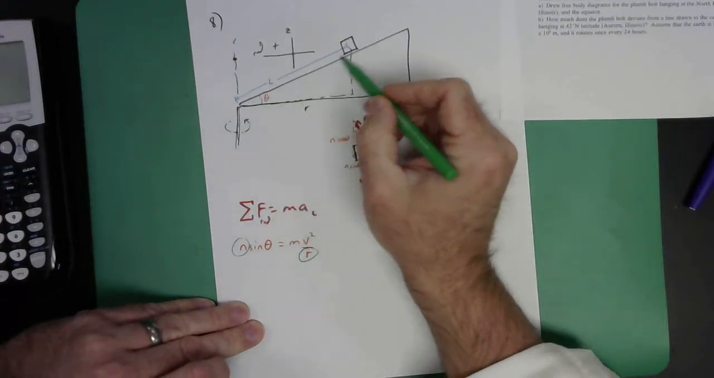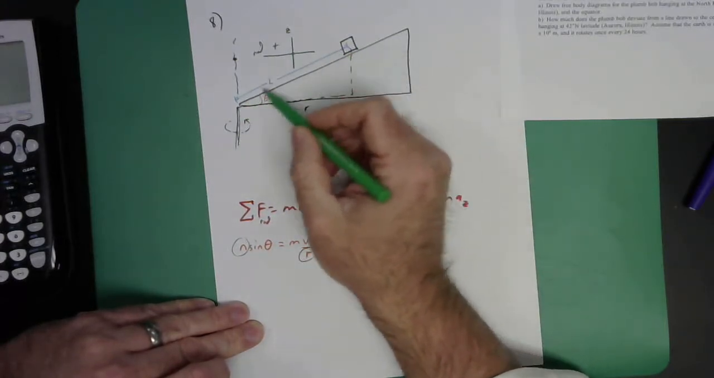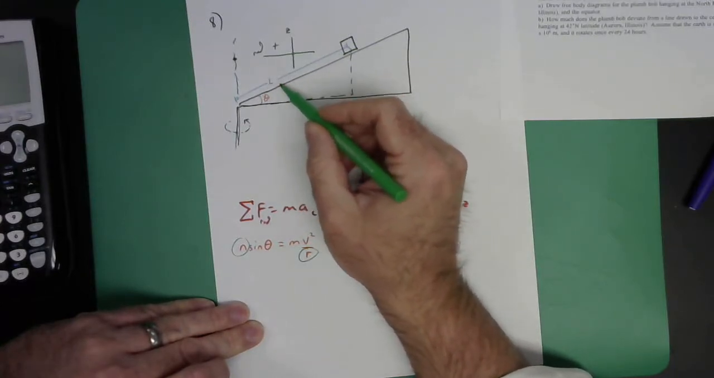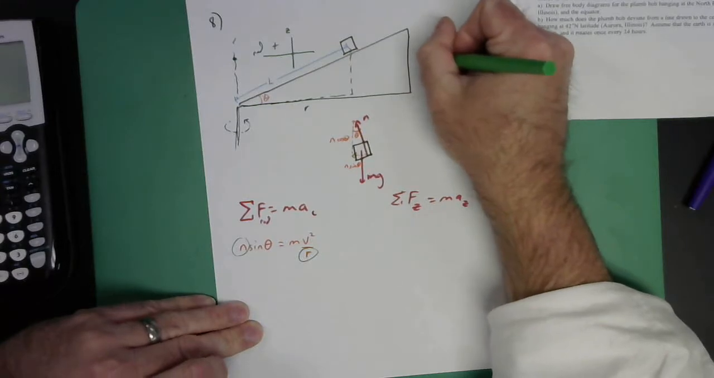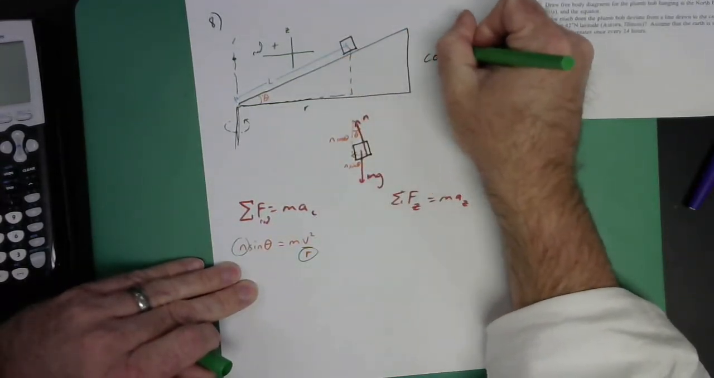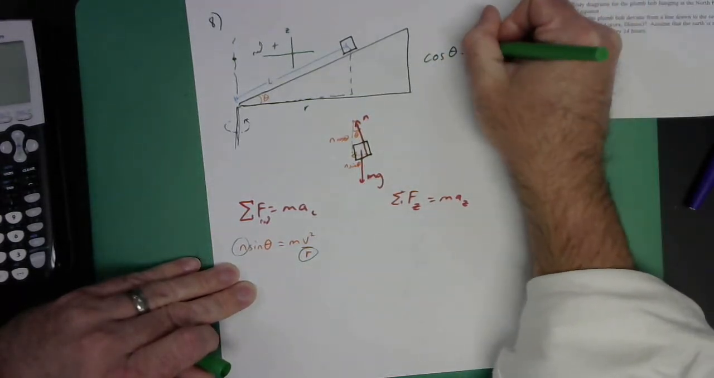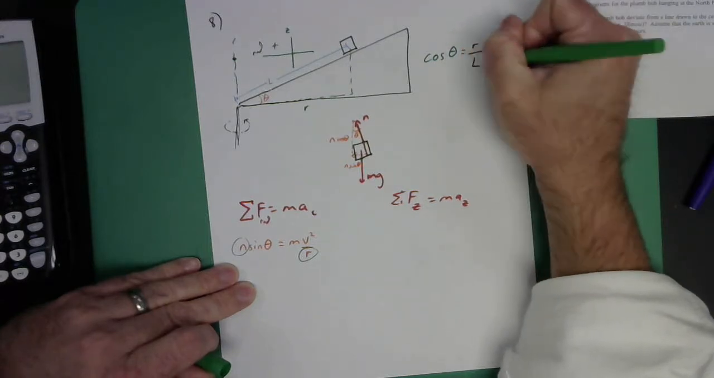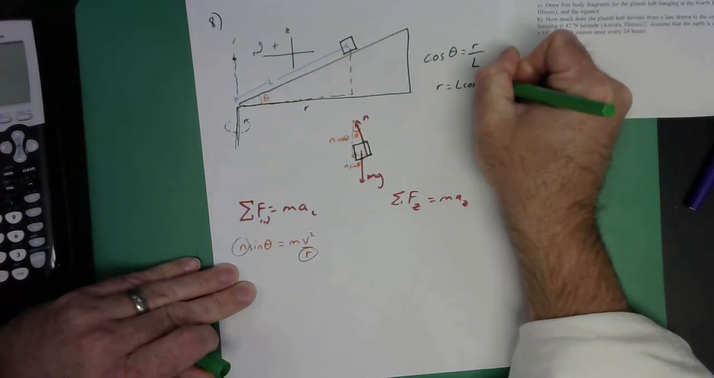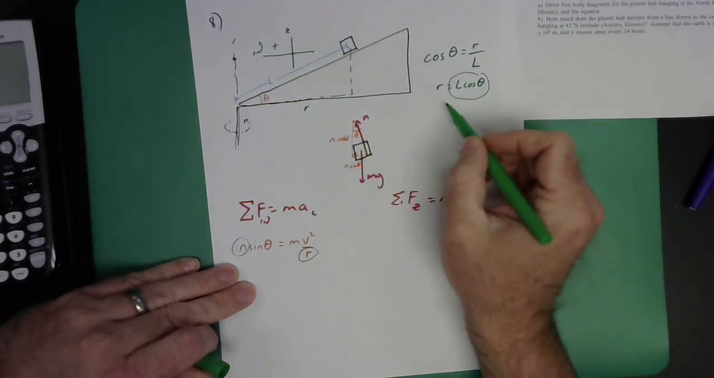Oh wait, look, this is a right triangle. R is this horizontal bit, and L is the hypotenuse. And this is the side that's adjacent to theta. I can see just from the sketch, looking at lengths, that cosine theta is adjacent over hypotenuse. That's going to be R over L. Therefore, R is L cosine theta. And now I can get rid of that r by substituting in L cosine theta.